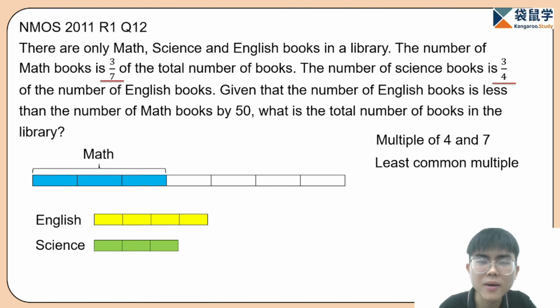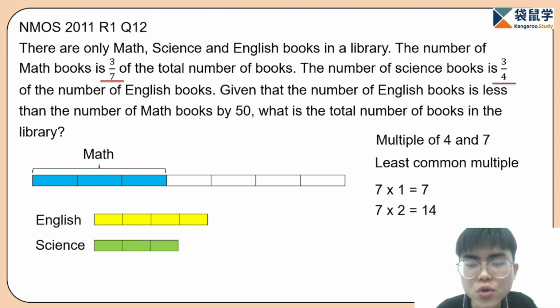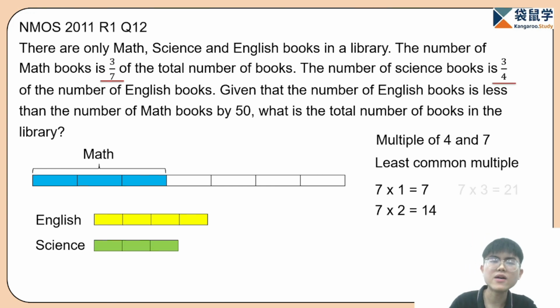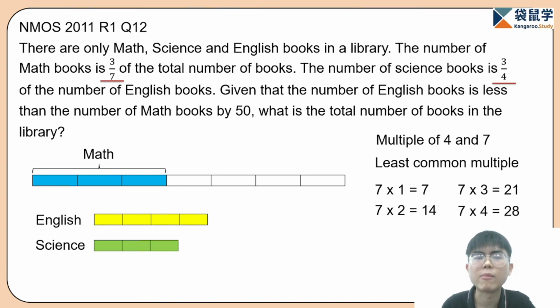So now let's look at the multiple of 7 and we will use the try and error method. So we have 7 times 1 which is 7. So this is clearly not a multiple of 4. Then we have 7 times 2 which is 14. This is also not a multiple of 4. Next we have 7 times 3 which is 21. Is this a multiple of 4, guys? So the answer is no. Then we have 7 times 4 which is 28. How about 28? Is this a multiple of 4? Yes, this is clearly a multiple of 4 since we use 7 times 4 to get 28. Okay, now we found the least common multiple.